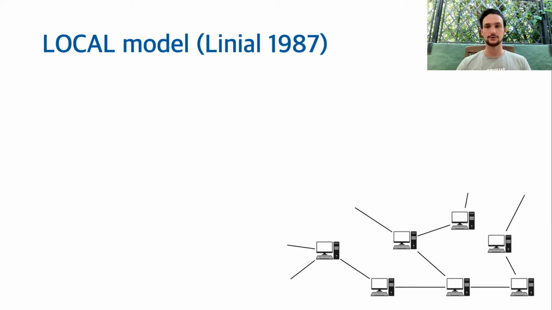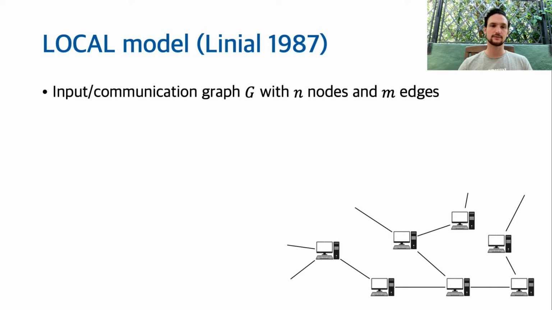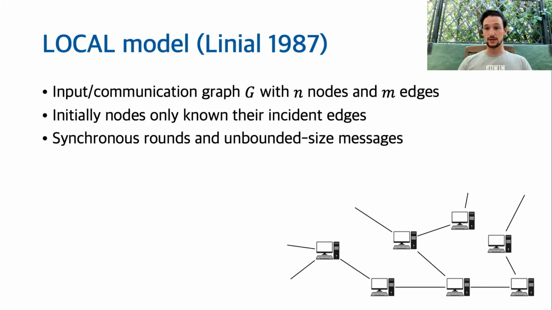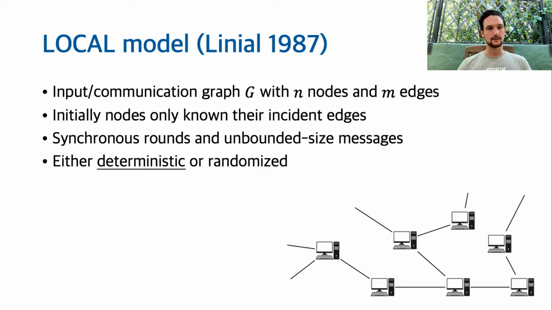So the LOCAL model, introduced by Linial in '87, is one of the most important models in distributed computing. In this model, we're given an input graph, which is also the communication graph, with n nodes and m edges. Initially, nodes only know their incident edges. In each communication round, which are all synchronous, nodes send unbounded size messages to each other via the edges that connect them. And the complexity measure of the model is the number of rounds until a solution is found. Algorithms are either deterministic or randomized, and in this work we focus on deterministic ones.